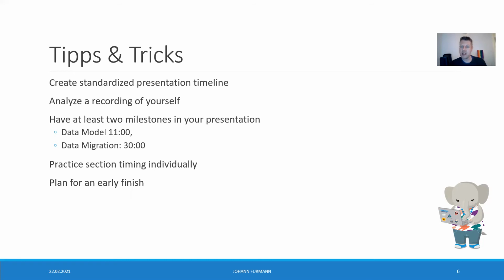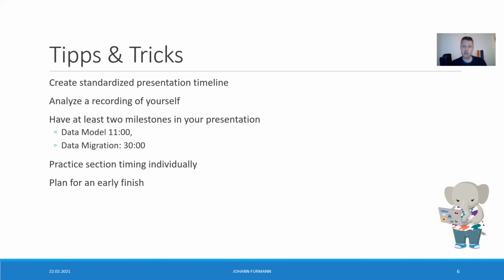Have, while you do the presentation, at least two milestones. Jakob had, I think, 4 to 6, something like that. I had 2, maybe because my memory is not as good as his. I knew if I'm not at the data model after 11 minutes, I have been too slow. If I'm already at the data model after 10 minutes, I'm maybe too fast. And the same is true for data migration with 30 minutes. So these milestones help you to make sure you're within your own boundaries, a lot like with projects.